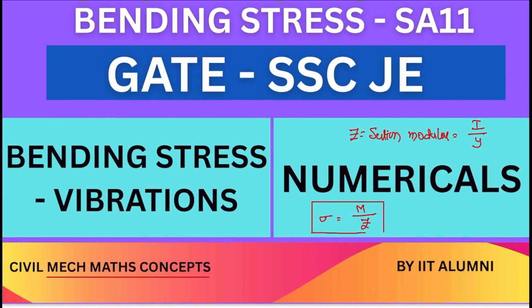Now from this class onwards, we start using this sigma equation and find out the value of the bending stresses. And because of these bending stresses, there will be vibration in the beam. And the equations for the vibrations are to be derived. That will be done in the following classes.